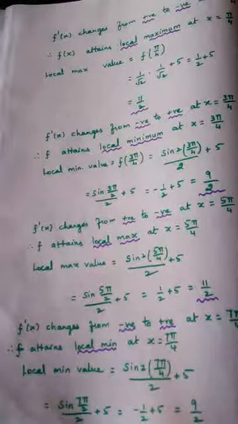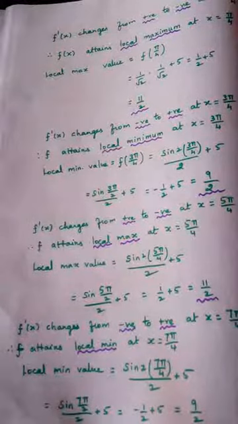In the same way, take the point at which the sign changes from negative to positive. Substitute that point in the function. You will get the local minimum value. So these are the concepts.